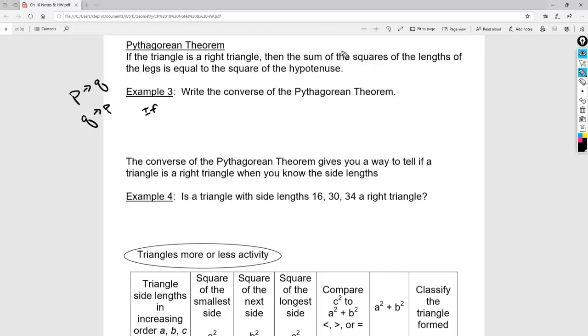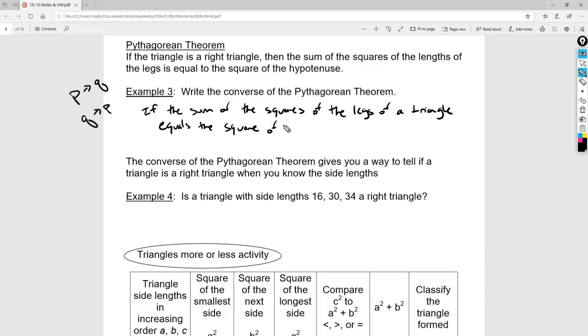So if, and I'm going to take my Q statement, if the sum of the squares of the legs of a triangle equals the square of the hypotenuse, then, and now my P statement, it is a right triangle. Okay, so that is my converse of the Pythagorean theorem.